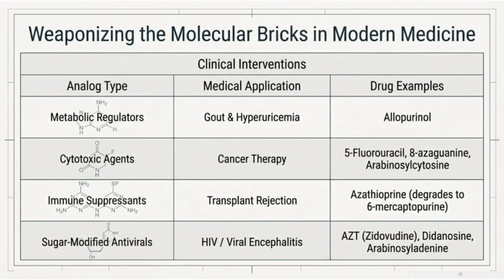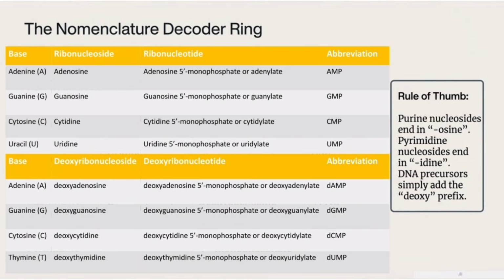These are analogs of the nucleotides, and they have also found relevance in medicine to treat various diseases, and examples include allopurinol, fluorouracil, azathioprine, and others. So we can also check for others as well. So this is how the nucleoside and the nucleotide are named.